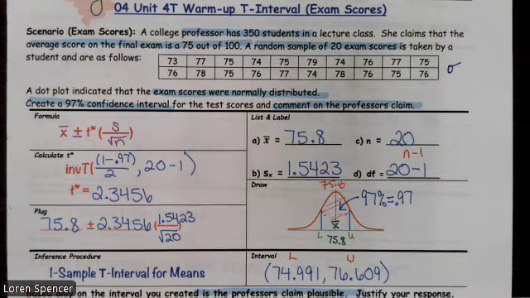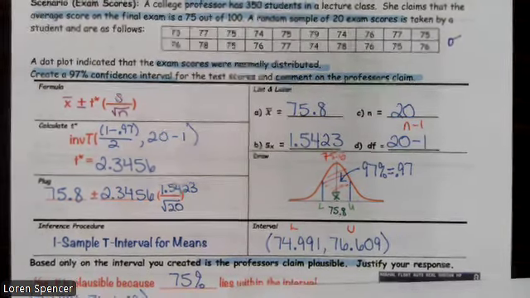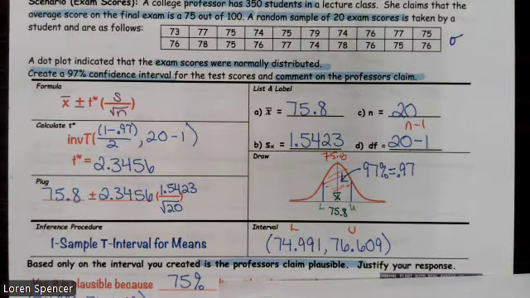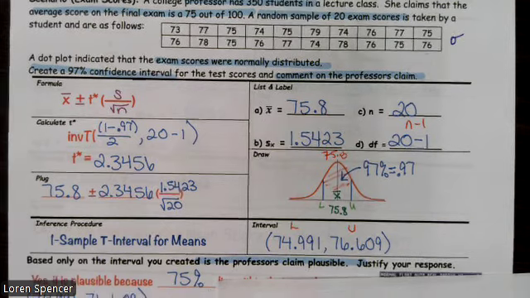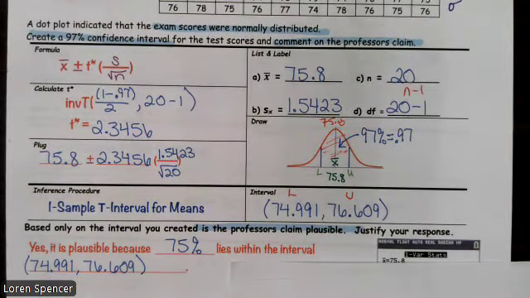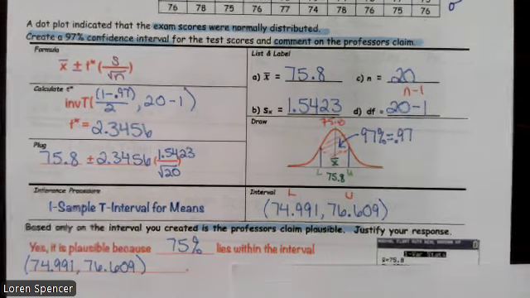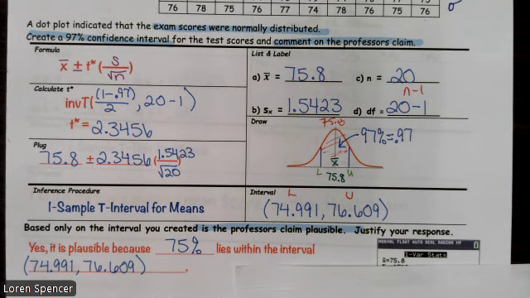Okay? Based on the interval, is the professor's claim plausible? Well, the professor claimed 75%. And yeah, it's plausible. 75% lies within the interval. So anything within the interval, nothing lower than 74.99 and nothing higher than 76.6. But it looks like, based on our sample, the professor's claim is plausible.